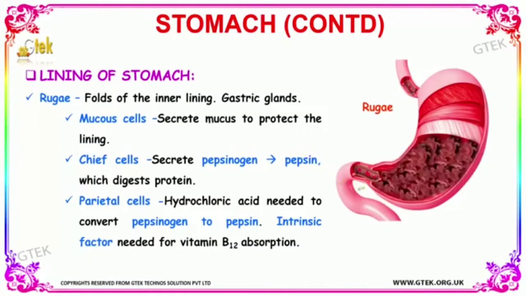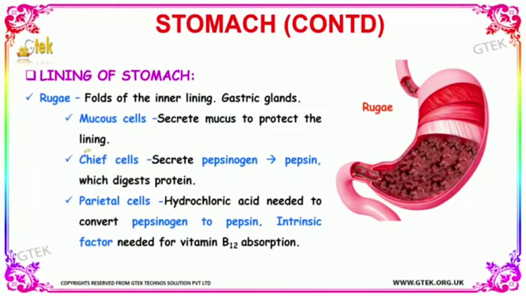Next we are going to see the linings of the stomach. So these are the following linings of the stomach. Rugae is the first lining, which folds the inner lining, that is your gastric glands. Followed by rugae, you have the mucus cells, which secrete the mucus to protect the lining.